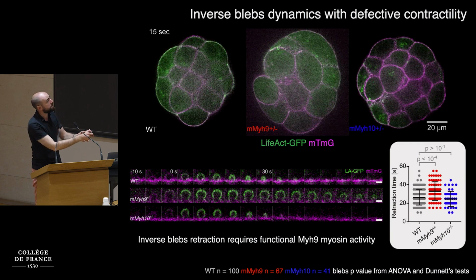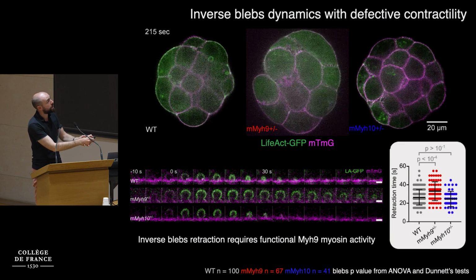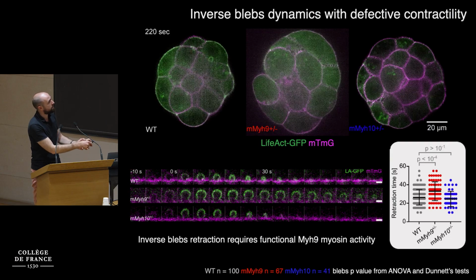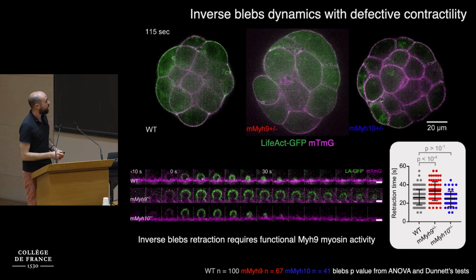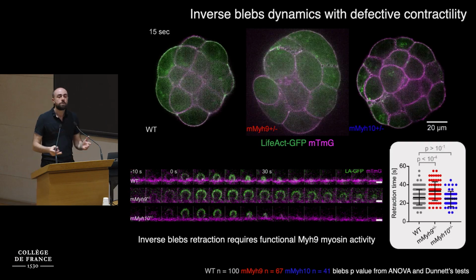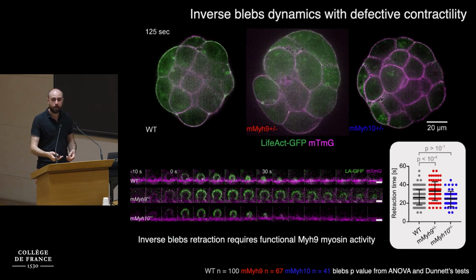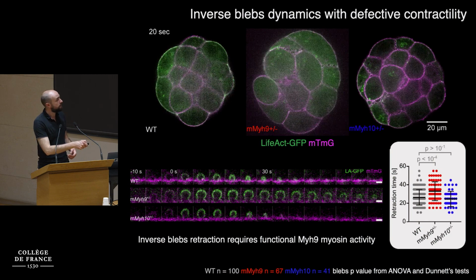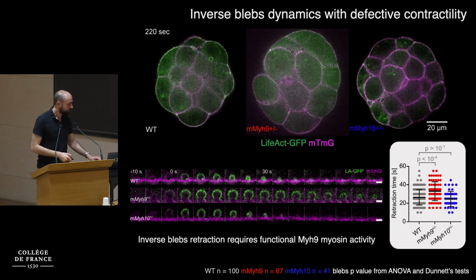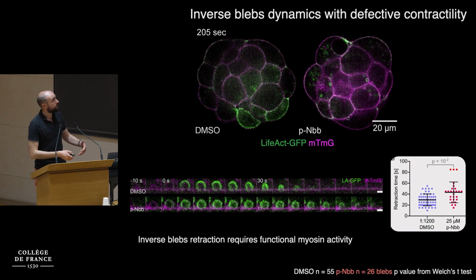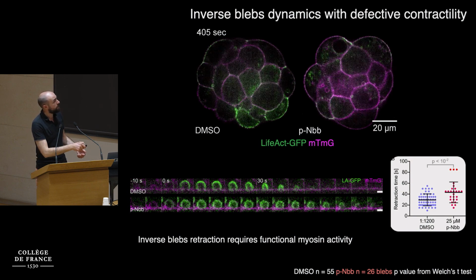This is a non-muscle myosin 2A, or myosin MYH9, heterozygous mutant, and those embryos do bleb, but the blebs take longer to retract, and this is not the case for this particular myosin paralog. Interestingly, if you look at outward blebs, it's the same. The myosin paralog which retracts blebs is this one, not this one. You can also treat the embryos with blebbistatin, which is a drug which inhibits myosin. You see the same effect.